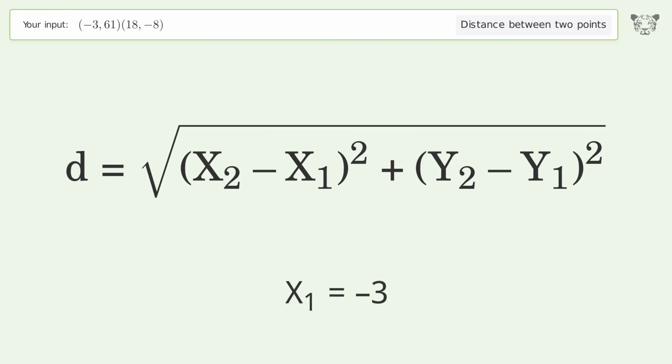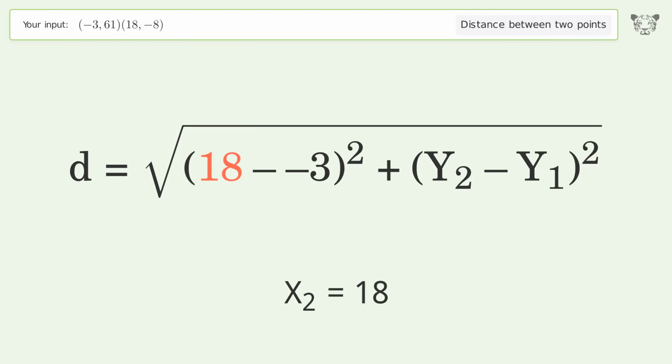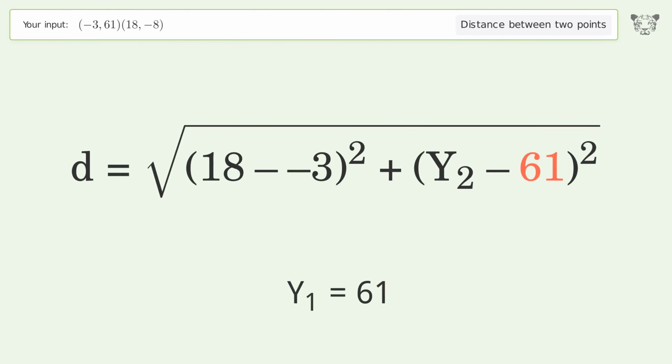x1 equals -3. x2 equals 18. y1 equals 61. y2 equals -8.